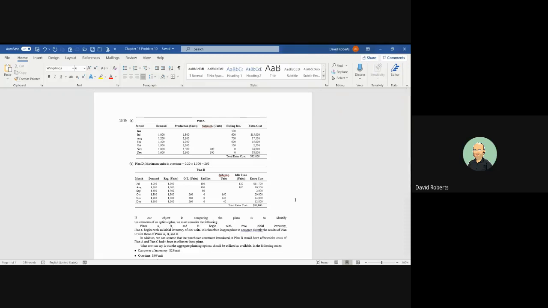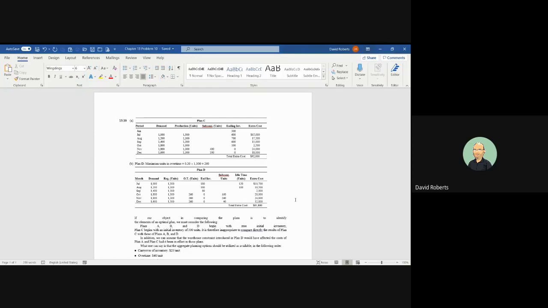Problem 13.10. Once again, this is one of these problems that is started partway through. Problem 13.9 had plans A and B, and we're going to do plans C and D. In plan C, we are going to make 1,300 units per month and subcontract the rest. We will assume that we have leftovers from June, ending inventory of 300 units.